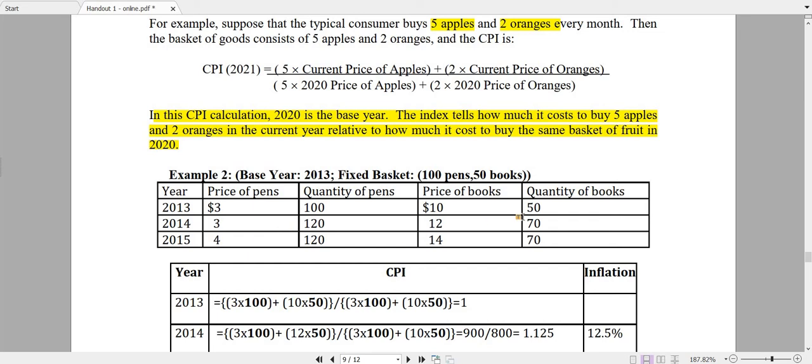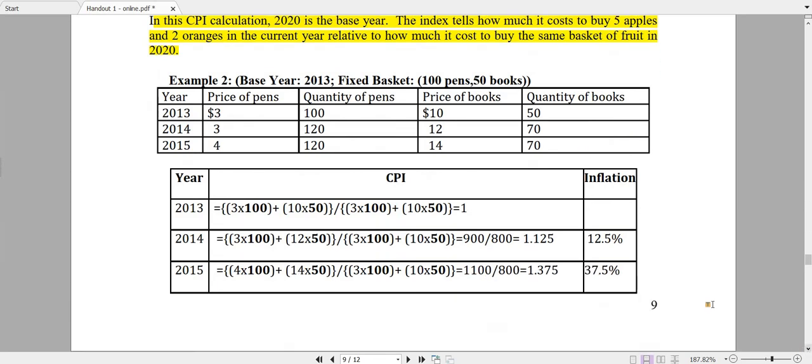So we have the same table that we saw when we calculated GDP deflator, but now we want to calculate inflation using the other technique, which is the CPI. So for your convenience, I've already calculated CPI for all the 3 years. So CPI is the price of this basket, which is 150 in the current year.